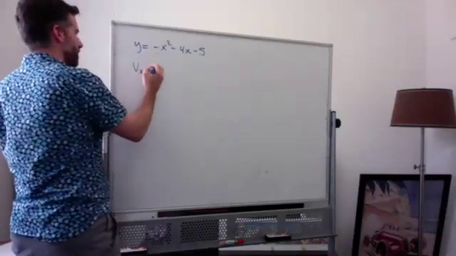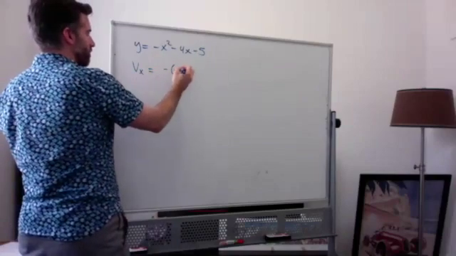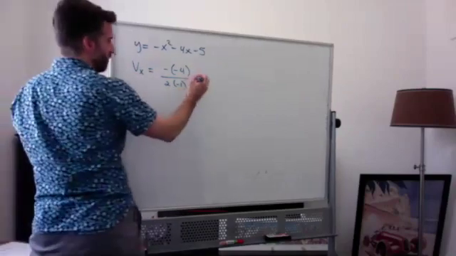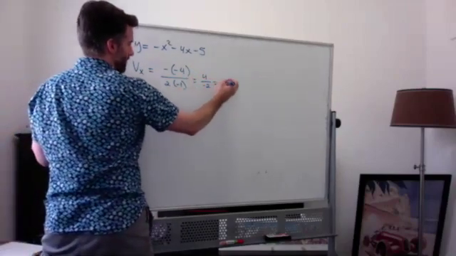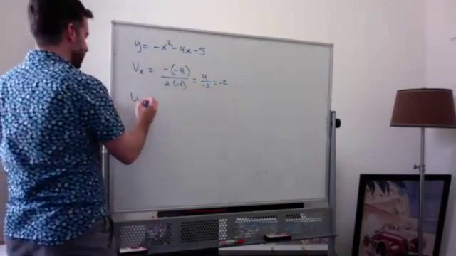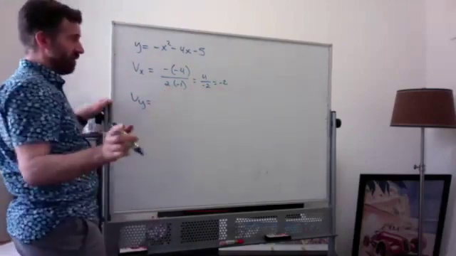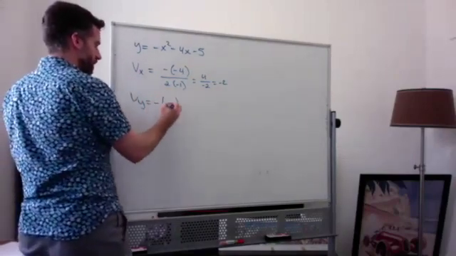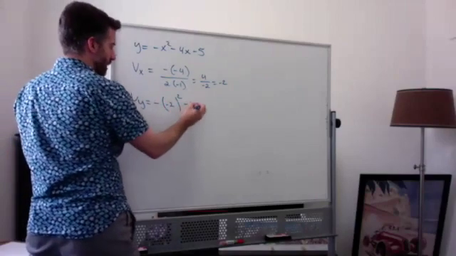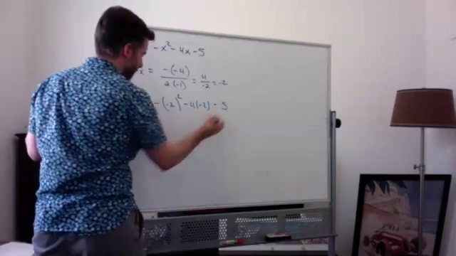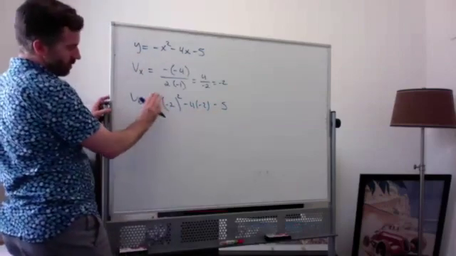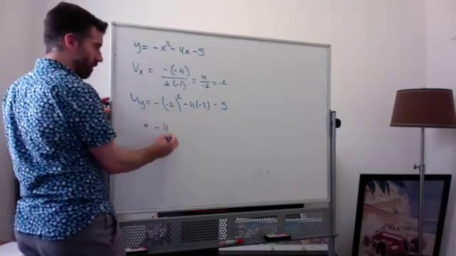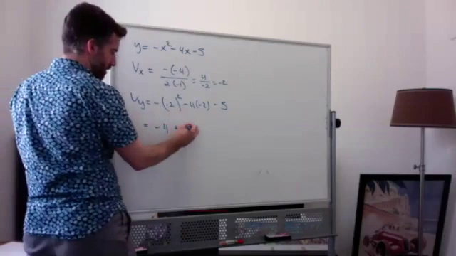The vertex, so the x coordinate is negative b over 2 times a, so negative 4 over 2 times negative 1, which is 4 over negative 2, which is negative 2. The y coordinate is where you have to be careful. I've definitely seen a few people get a little mixed up here. It's negative quantity, negative 2 squared, minus 4 times negative 2 minus 5. So negative 2 squared is positive 4, but then it's a negative of that, so it's actually negative 4. And then minus 4 times minus 2 is plus 8.